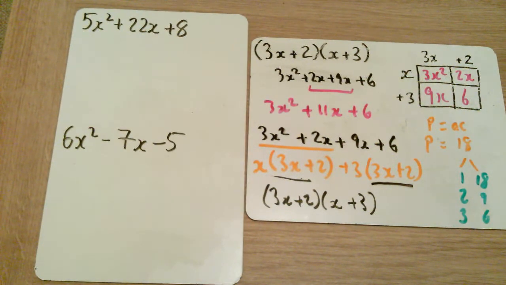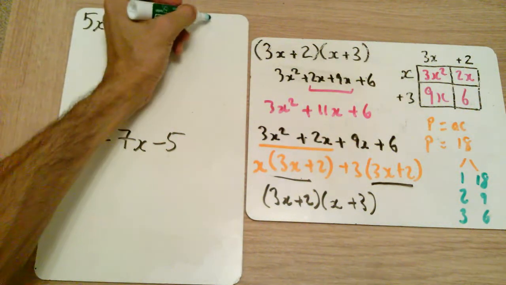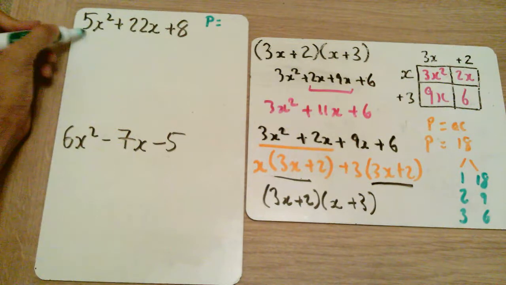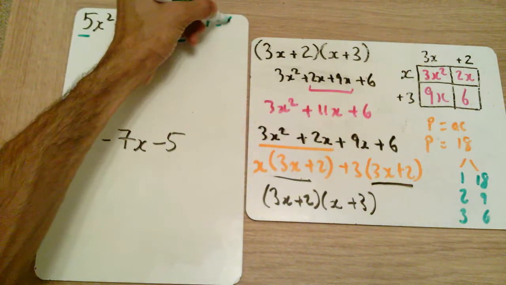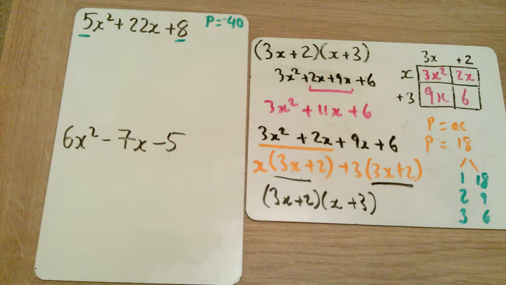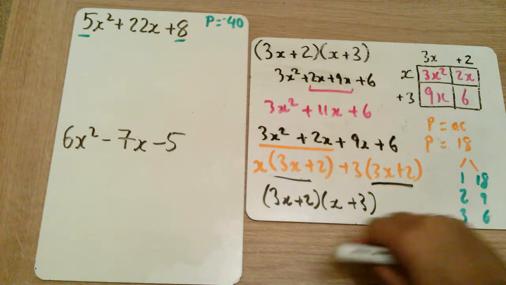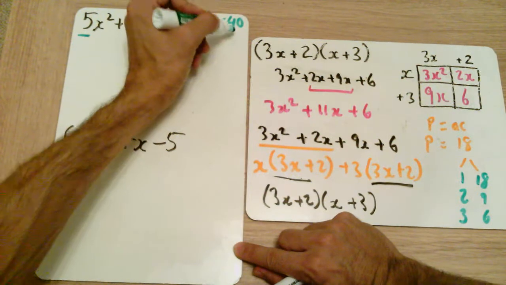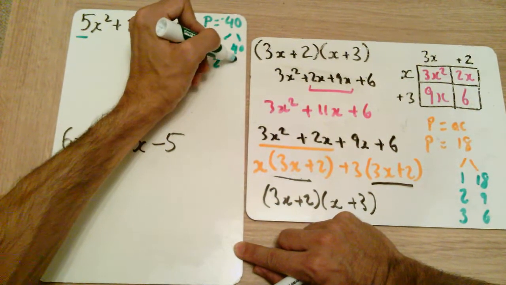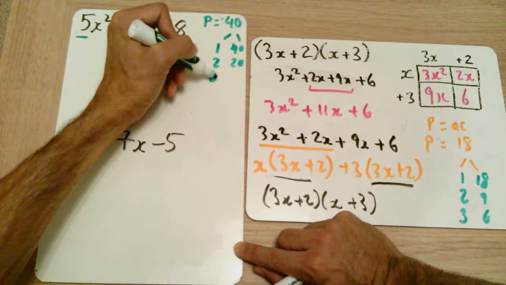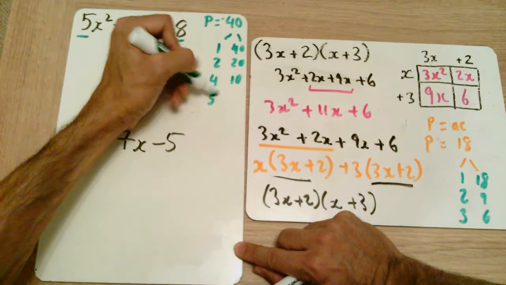First question at the top, 5x squared plus 22x plus 8. The product is equal to A times by C. 5 times 8, which is 40. We need to find 2 numbers that multiply to make 40 and add to make 22. So our combinations could be 1 and 40, 2 and 20, 4 and 10, 5 and 8.